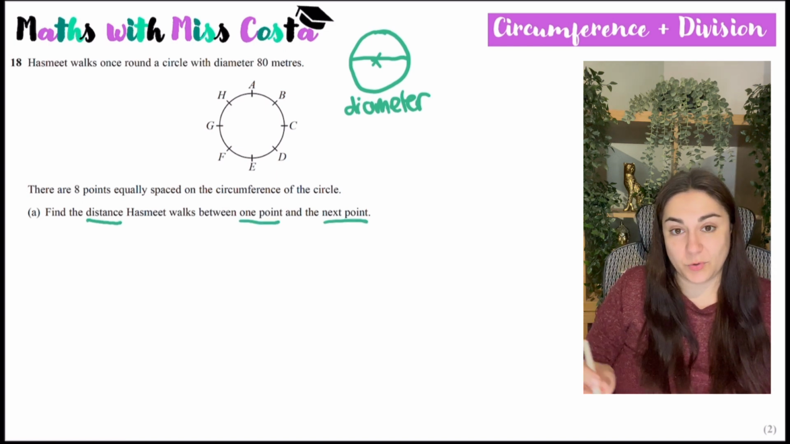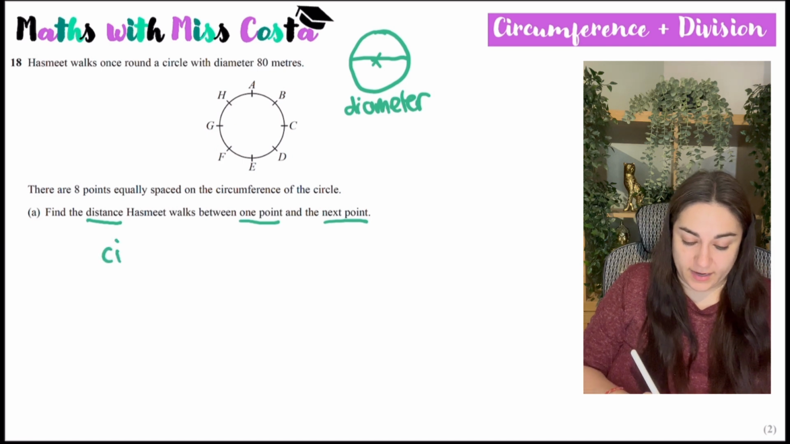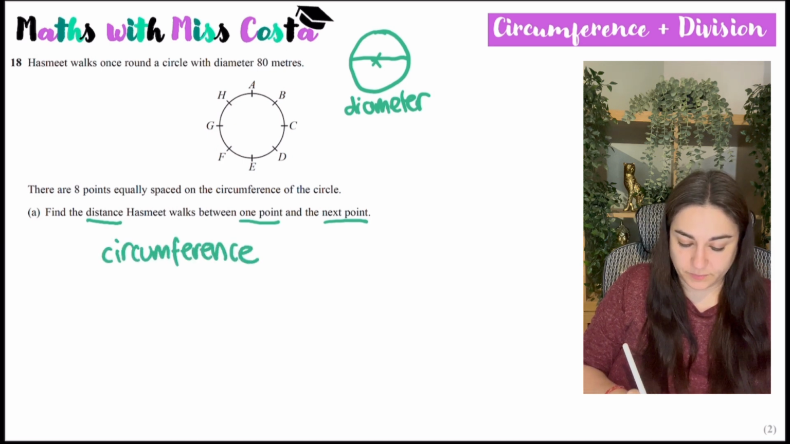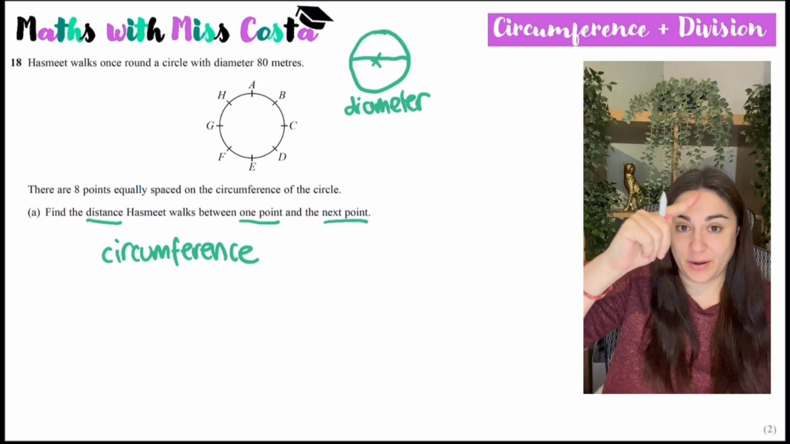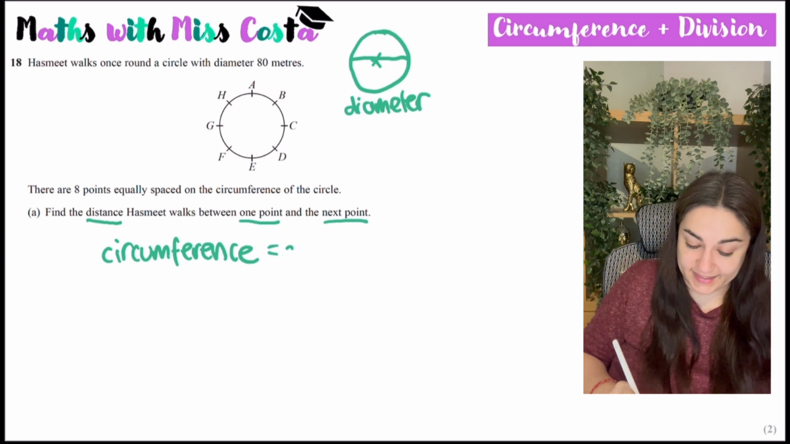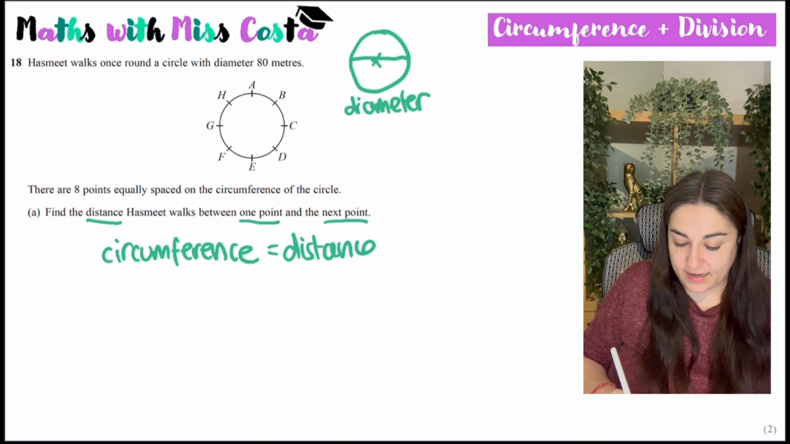Okay, so she walks all the way around the circle. I know that the circumference of the circle is the perimeter of the circle, so the distance around the outside of the circle.